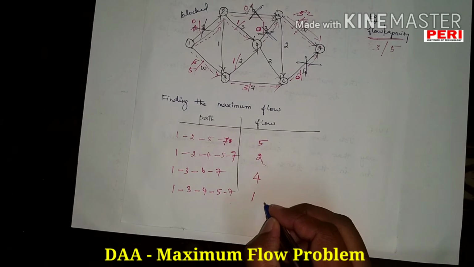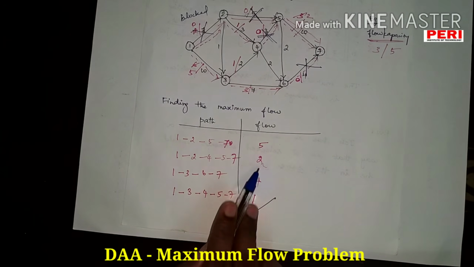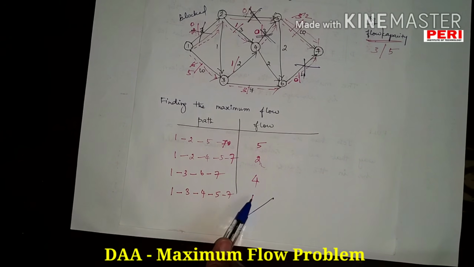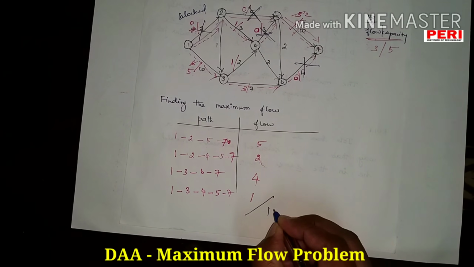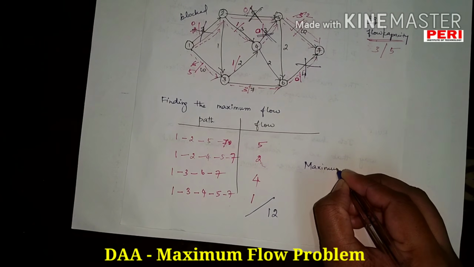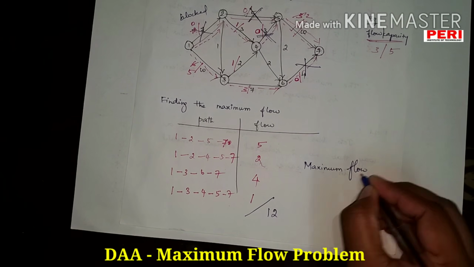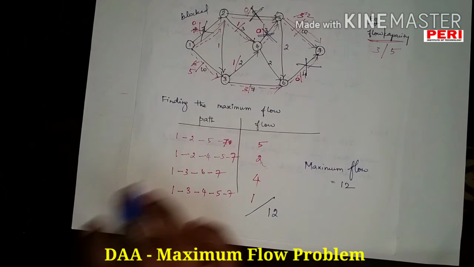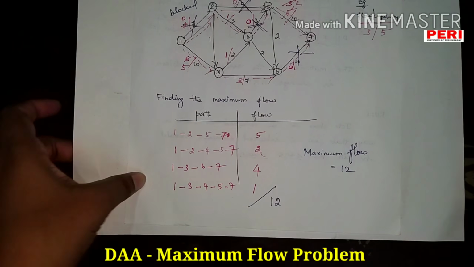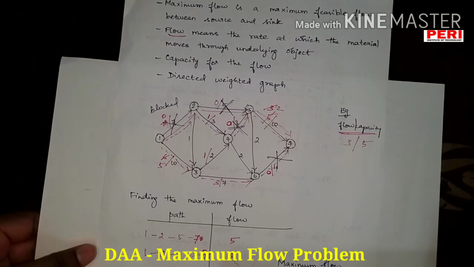So what I am going to do is calculate the total value of flow that I have found. 5 plus 2 is 7, 8, 8 plus 4 is 12. So the maximum flow for the network is 12. This is how we find the maximum flow for the given network. Thank you.